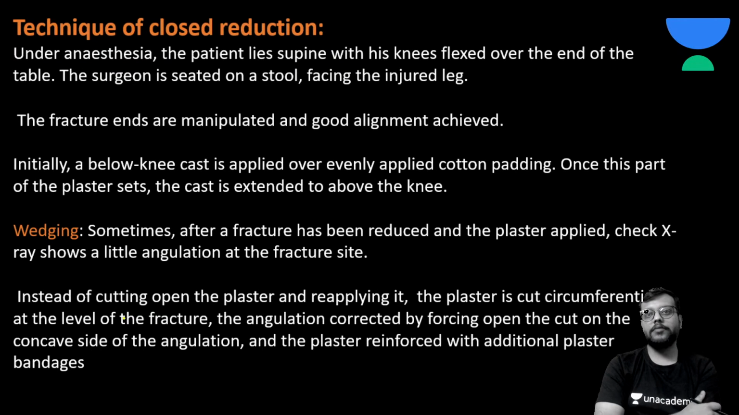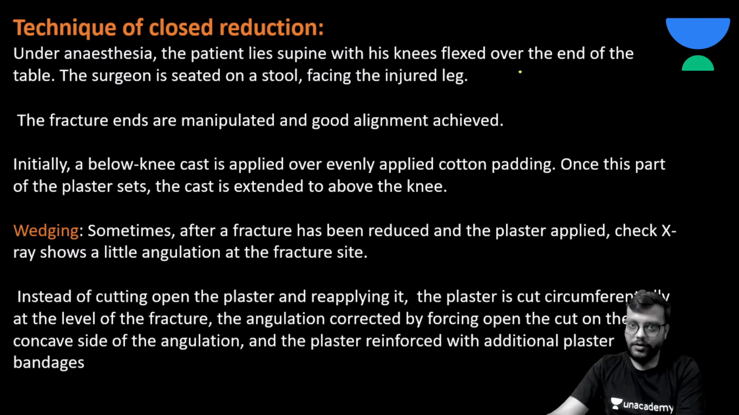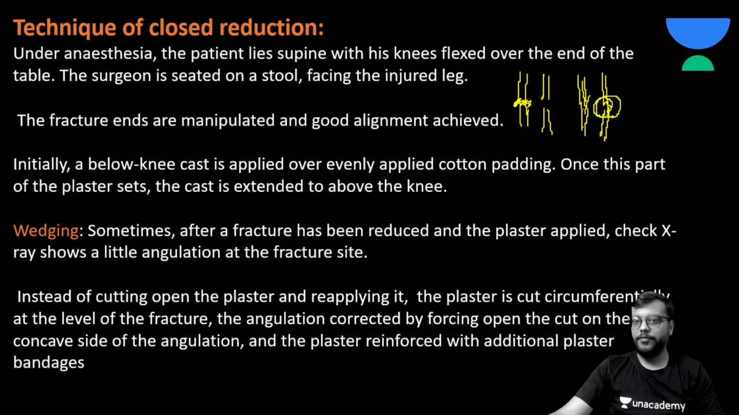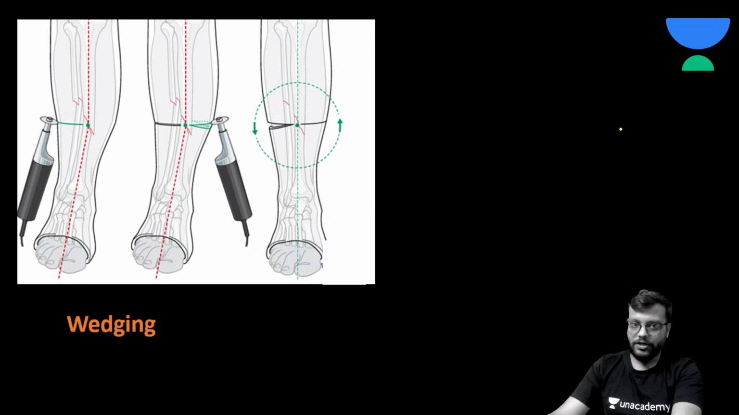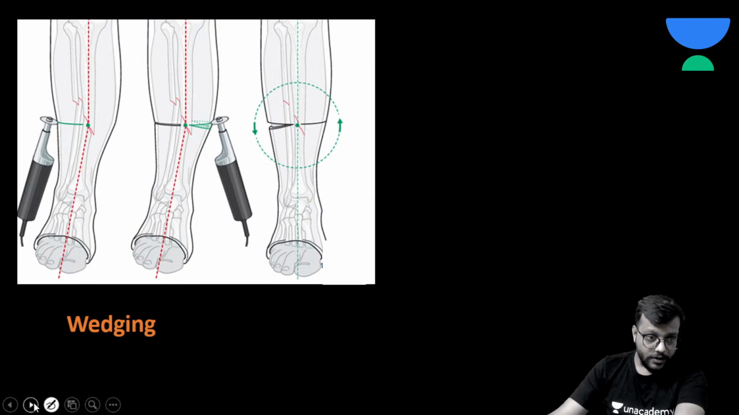Okay, but now sometimes even after closed reduction there is wedging. Wedging क्या होती है? See, this is your tibia, and this is your tibia, and this is your fracture, like this. But sometimes after reduction क्या होता है? There is a small angulation here. Okay, there is a small angulation here that is called as the wedge, and this will hamper the movement of the patient later.